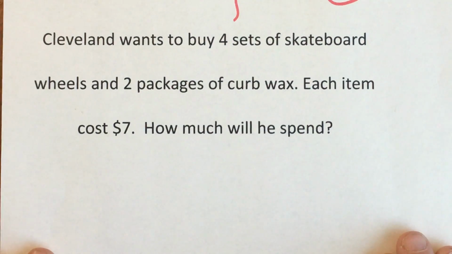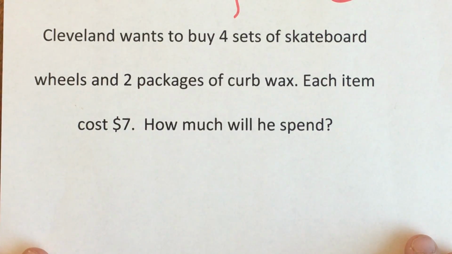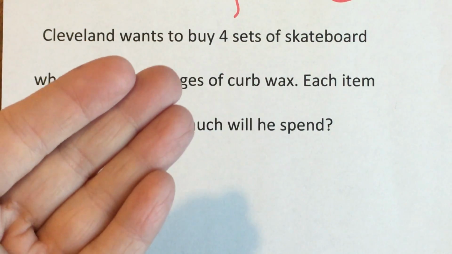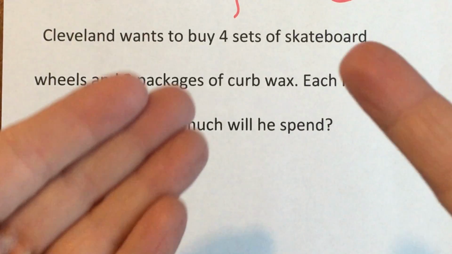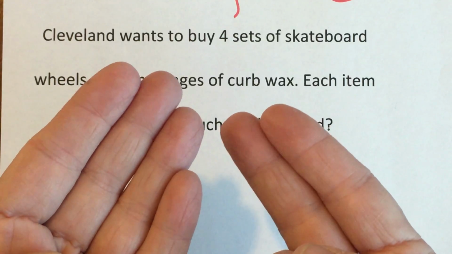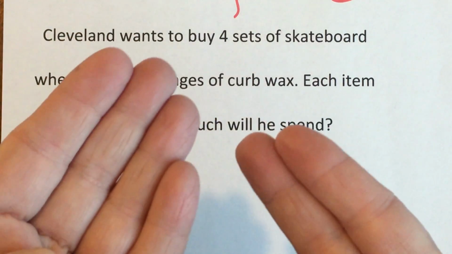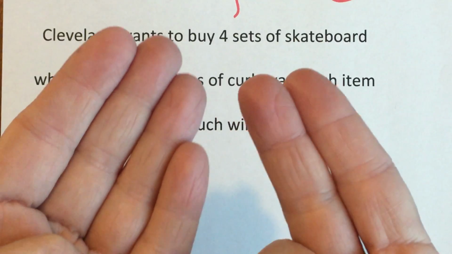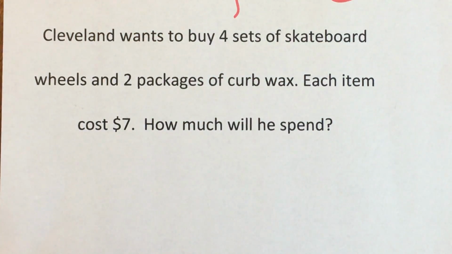Okay, the next problem says Cleveland wants to buy 4 sets of skateboard wheels and 2 packages of curb wax. Each item costs $7. How much will he spend? Okay, so this is actually really similar to the one we just did. When I do step 1 and I try and read it and make sense of it, I'm seeing he bought 4 sets of skateboard wheels and then 2 packages of curb wax. So this is how many items he bought. And it told me each item cost $7. So each one of these 4 and 2, each one of those costs $7.